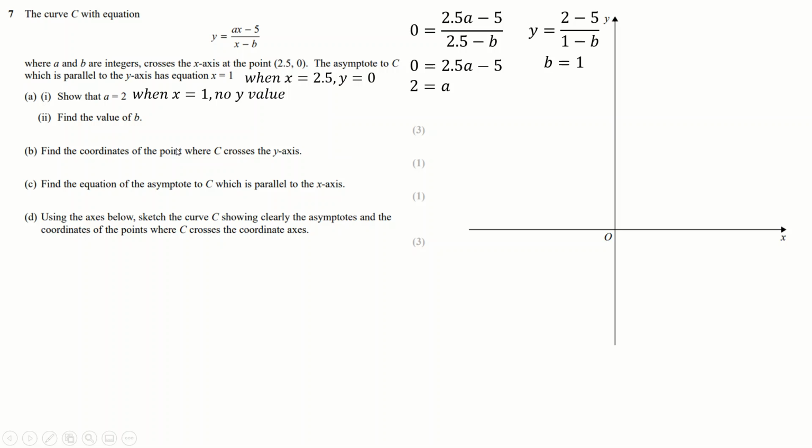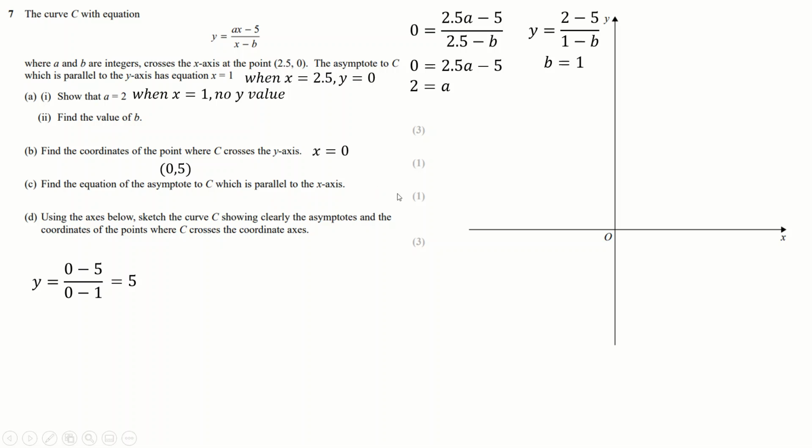Find the coordinates where c crosses the y-axis. So things cross the y-axis when they're on this line here, obviously, which means their x-coordinate is 0. They're not going left or right, so their x-coordinate is 0. So let's put that into our updated function, which we know b is 1 and a is 2. 2 times 0 is, of course, just still 0. Minus 5 divided by minus 1 is 5, so that crosses the y-axis at 0, 5.